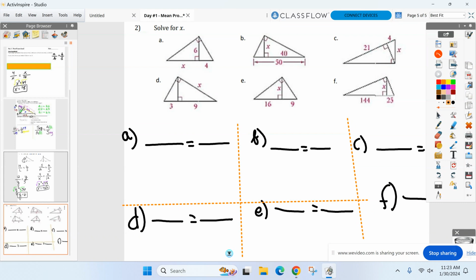All right, let's talk this over here. Again, I'll try to speak to 6 different people. I need the proportion you set up and then your final answer. All right. Let me hear the proportion first.